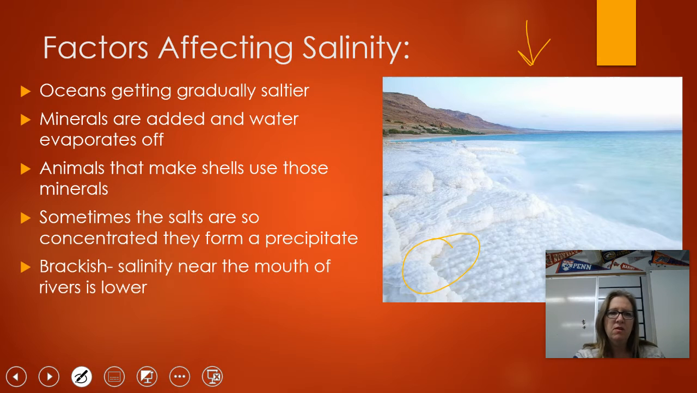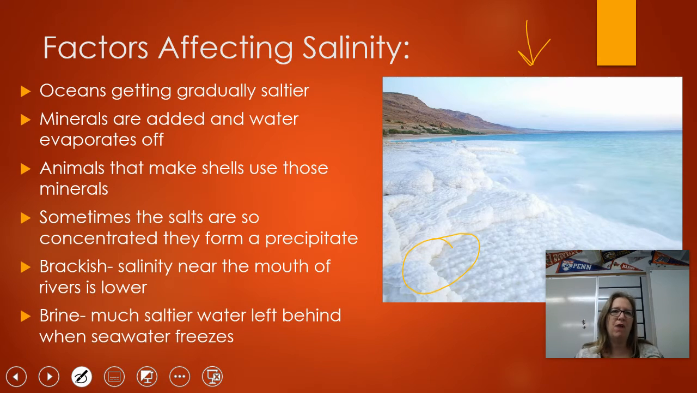Okay. We've got two vocab words: brackish and brine. Brackish is the term used for the water near the mouth of a river. It's not quite as salty as the rest of the ocean. Since the fresh water is dumping in, it dilutes it a little bit, and that's known as brackish water, slightly lower salinity.